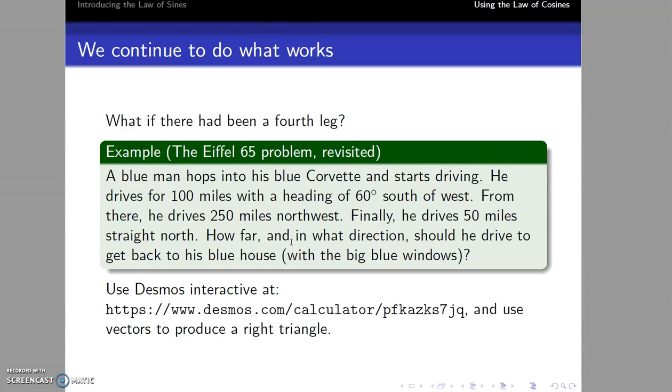He hops in his car, he drives. Same as before, 100 miles, 60 degrees southwest, 250 miles northwest. But then, instead of driving home, he proceeds to drive 50 miles straight north. So how does he get home now?